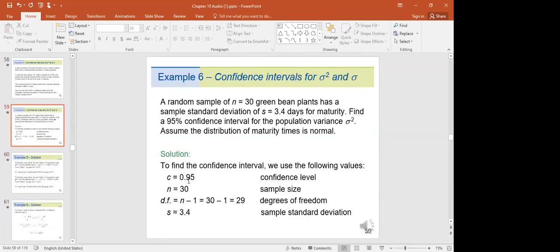Let's do this example. A random sample of 30 green bean plants has a sample standard deviation of 3.4 days for maturity. Find the 95% confidence interval for the population variance sigma squared. Assume the distribution of maturity time is normal. So C is 0.95. We are going to subtract it from 1 to get 0.05, then divide it by 2. I will show you that on the whiteboard.